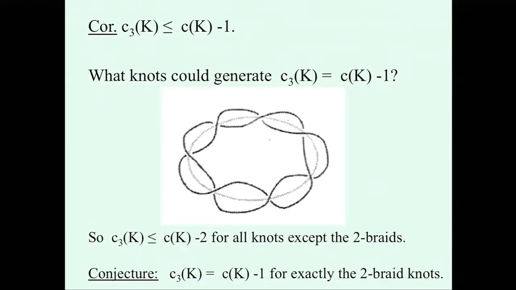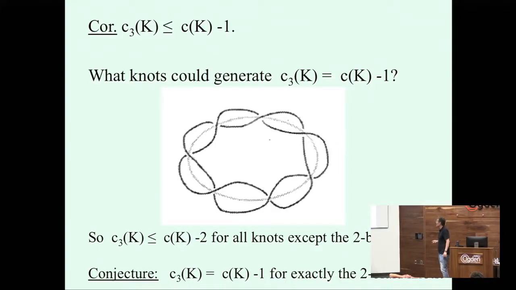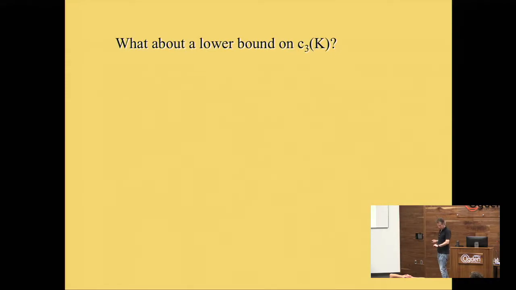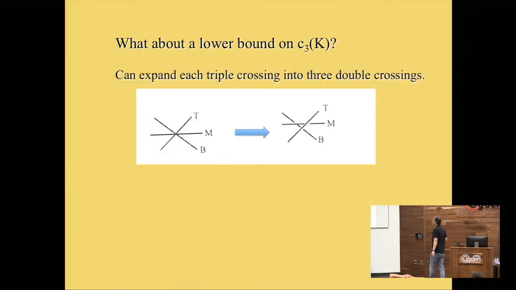Okay. So we do know that every other knot is going to have triple crossing number less than that. We do not know that these have triple crossing number exactly equal to crossing number minus 1. So it's an interesting open question. Okay, what about a lower bound on triple crossing number?